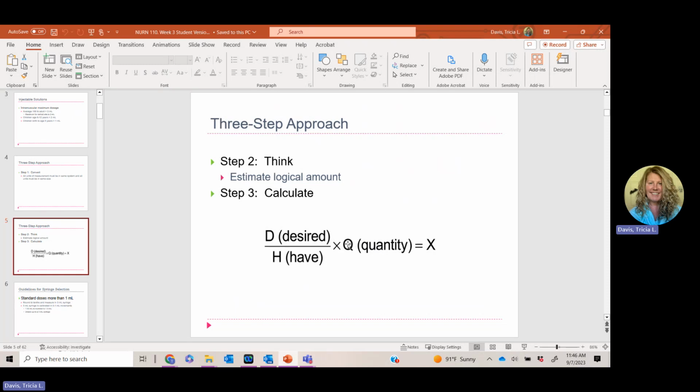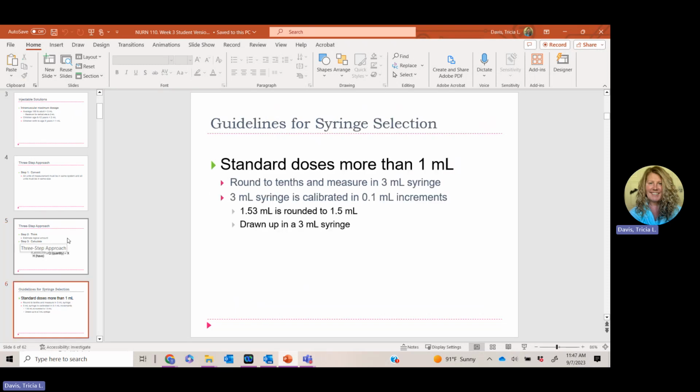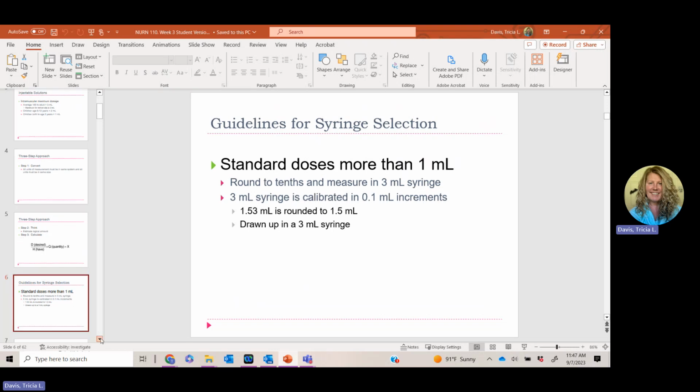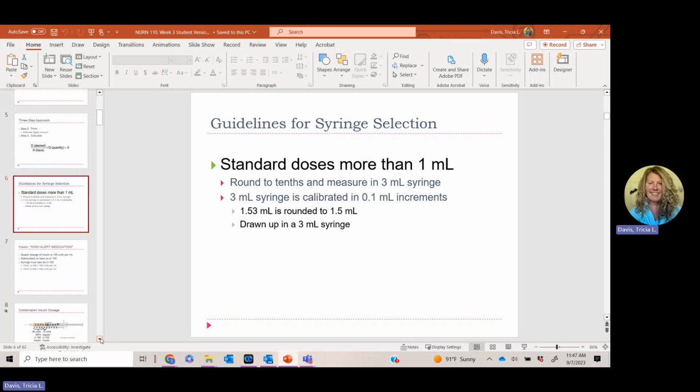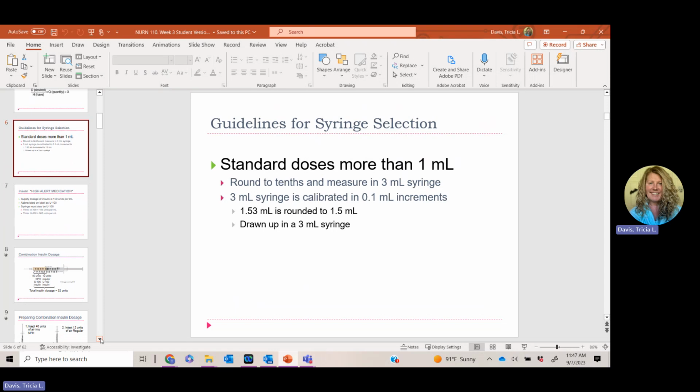So if there's any volume, if we have 750 micrograms to be given, and we have on hand 250 micrograms for every 2 ml, then that 2 ml would go over here in the quantity. And this is going to make more sense when we start working out some problems. So then we're going to move on to our guidelines for syringe selection.